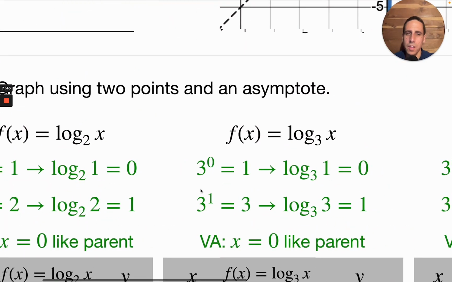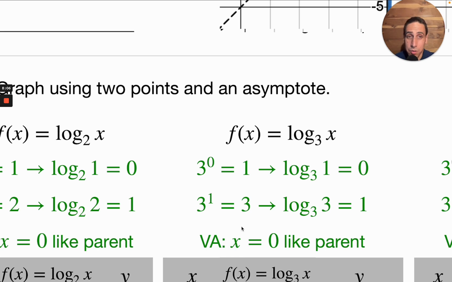Let's see what this looks like with log base 3. Okay, so 3 to the 0 is 1. That's a fact we can write and translate into log base 3 of 1 is equal to 0. 3 to the 1 is equal to 3. Well, the base is 3, the exponent is 1, it's all by itself, and the power is 3 here. Log base 3 of 3 is equal to 1.